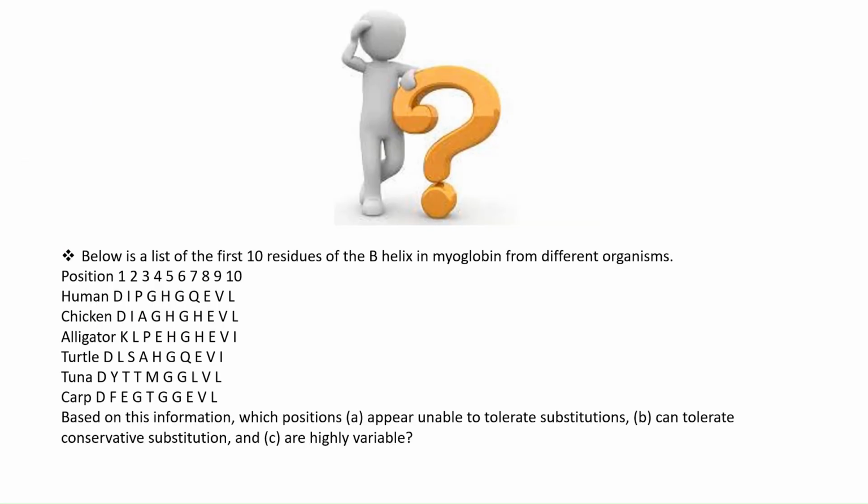Now one question from my end for you all. Below is a list of the first 10 residues of the beta helix in myoglobin from different organisms. You have to tell me which positions appear unable to tolerate substitution, which positions can tolerate conservative substitution, and which positions are highly variable. Do let me know in the comment section.